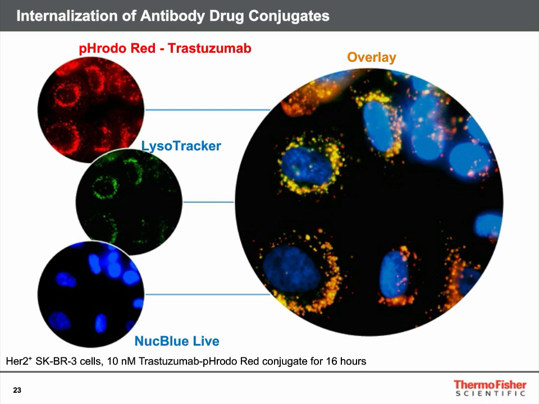And we see that that pattern correlates very nicely with the green spots indicated by lysotracker, and the red signal is very different from the blue circles, which indicate the nuclei of our cells. On the right, we can see that the Frodo-red trastuzumab overlays very nicely with lysotracker, as suggested by the yellow pseudocolor. So visually and qualitatively, we can see that this traffics into the right place.